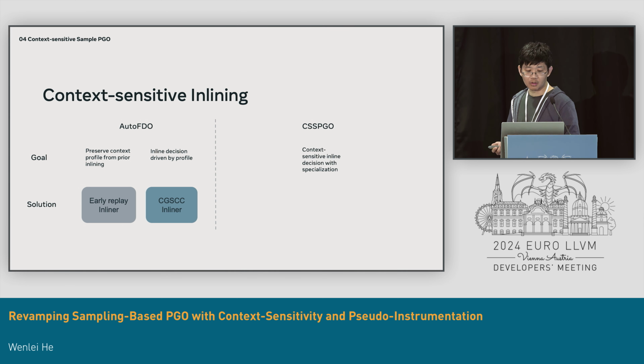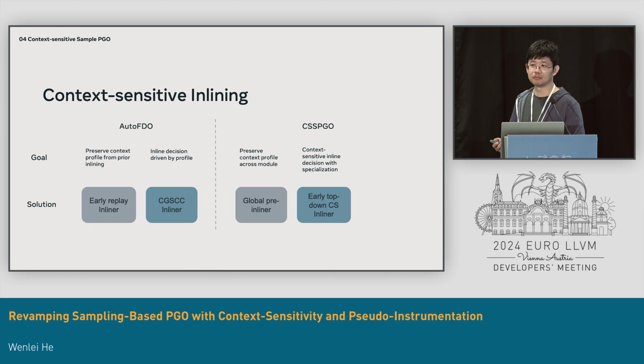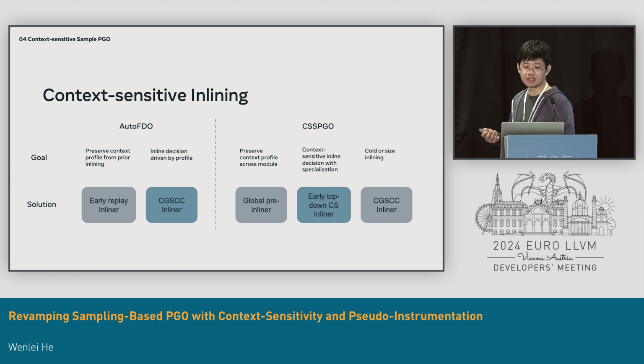For CSSPGO, we want the inline decision to be driven by profile, and we also want the inliner to be able to do specialization. We have a new top-down early inliner that takes care of that. And as we just talked about, we have a pre-inliner that takes care of the problem of merging profile across different modules. And of course, we still have the CGSCC inliner that takes care of the rest of inlining.